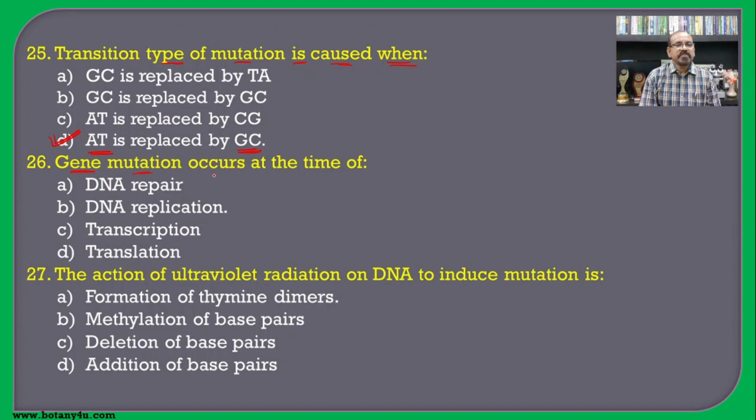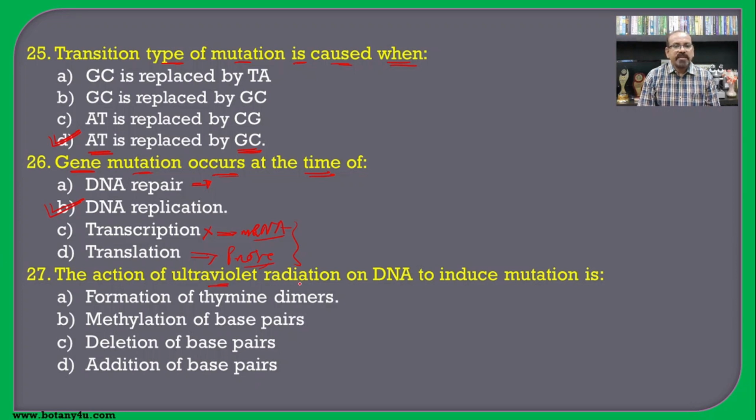Gene mutation occurs at the time of. So very commonly, the introduction of a mutation inside the cell of any organism is usually carried out during DNA replication, and hence it is the correct answer. Transcription is the wrong one, as there is a formation of mRNA or RNA from the DNA, and translation is the process of formation of protein, which are not at all related to the process of mutation. And even DNA repair is to remove the change in the DNA and not the mutation.